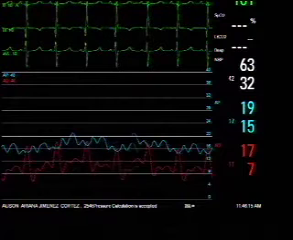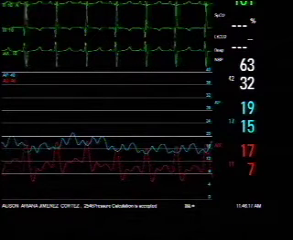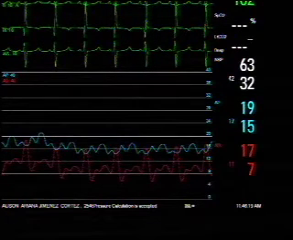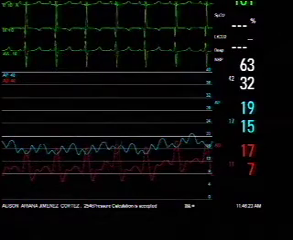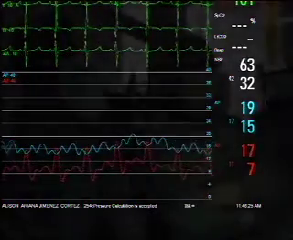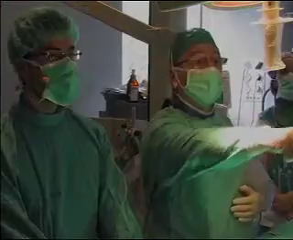Can you see the? Podemos. We can see both pressures. All we're seeing at the moment is the hemodynamic screen. Okay. Can we see all pressures there? Okay.